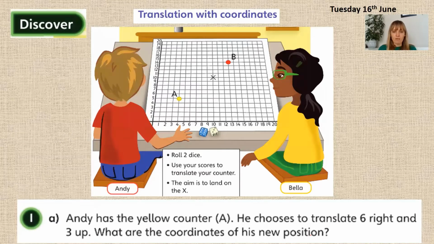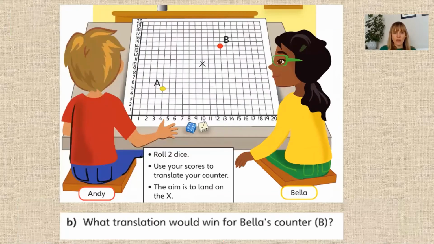Now, when they roll the dice, they're using their score to translate their counter. So you can see that Andy has rolled his dice and he's rolled a 6 and a 3. That means he's got to go 6 either left or right, and then he's got to go 3 either up or down. Now it says, what are the coordinates of his new position?